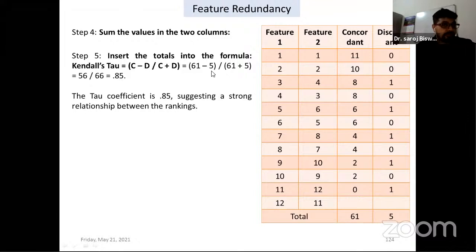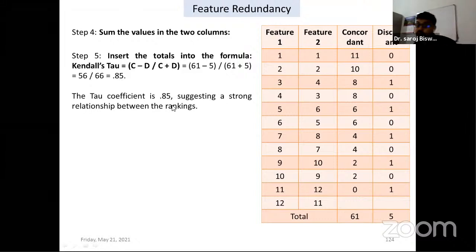So we kept here 5 by C plus D, 61 plus 5. If you solve this expression, finally we'll get the value 0.85. Now find the correlation between F1 and F2 using Kendall's tau. Then we find that the correlation becomes 0.85. So the tau coefficient is 0.85, suggesting a strong relationship between the rankings, or between the features.